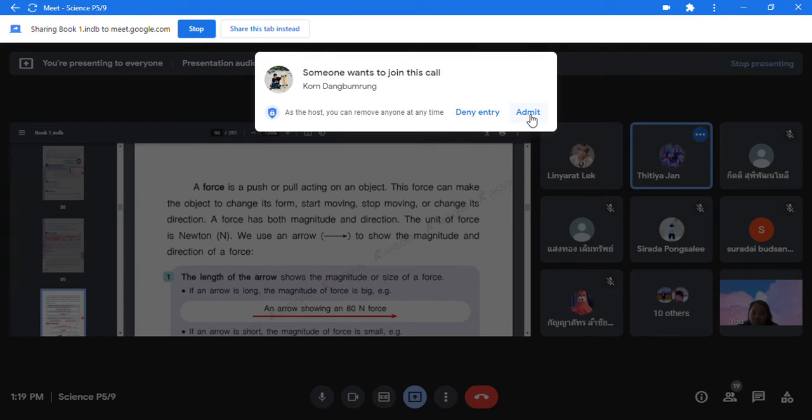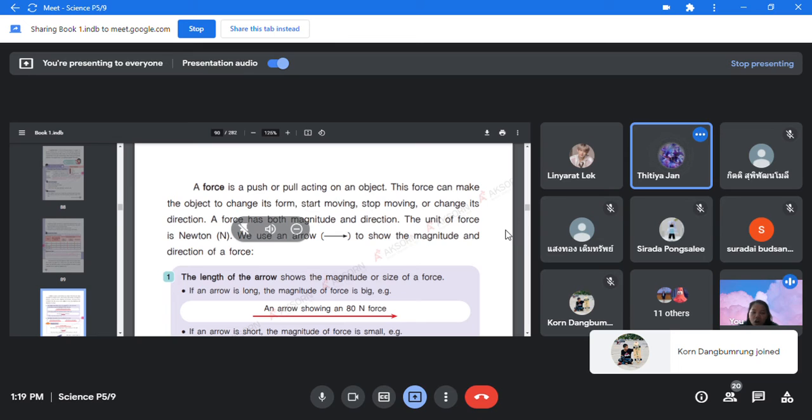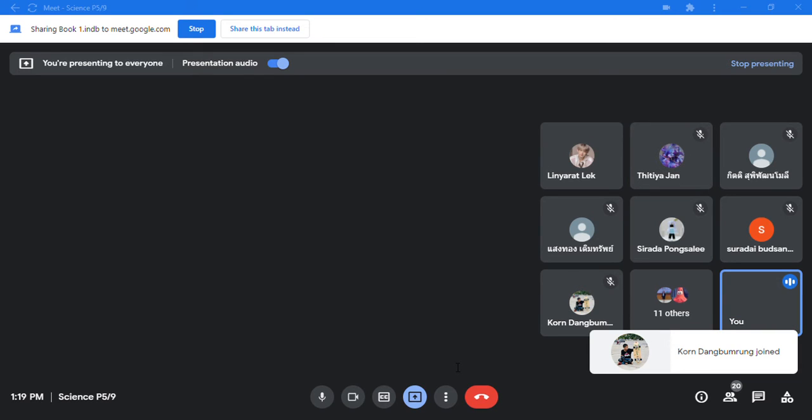We are at page 85. The unit of the force is Newton.